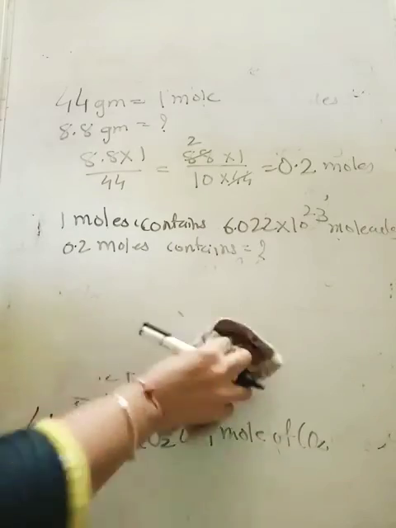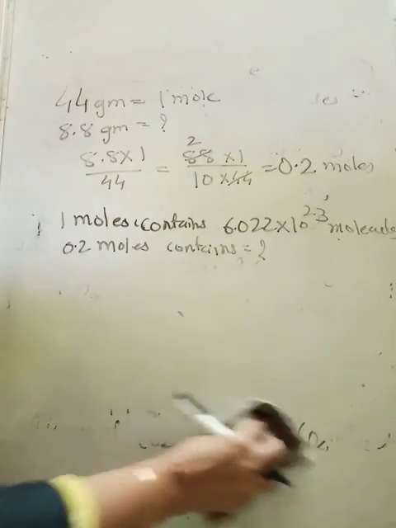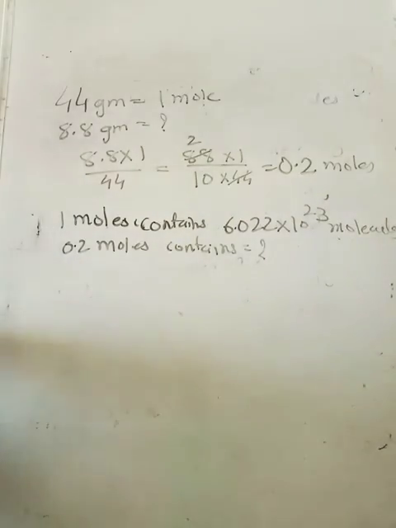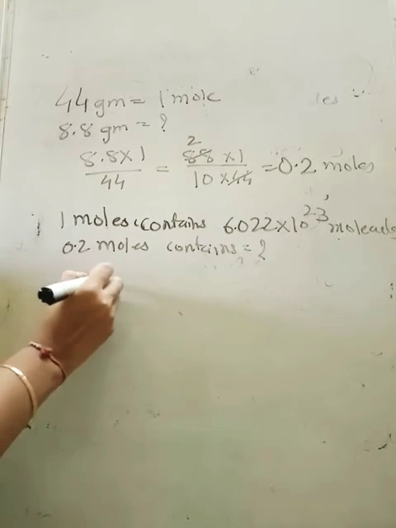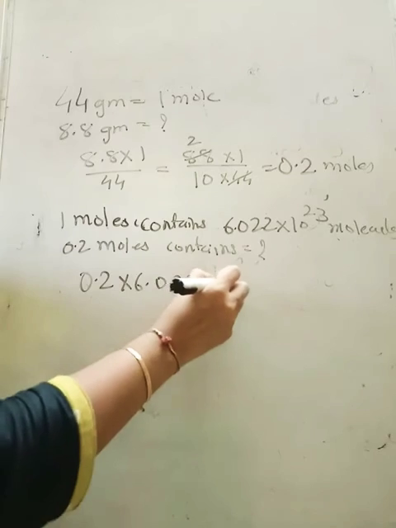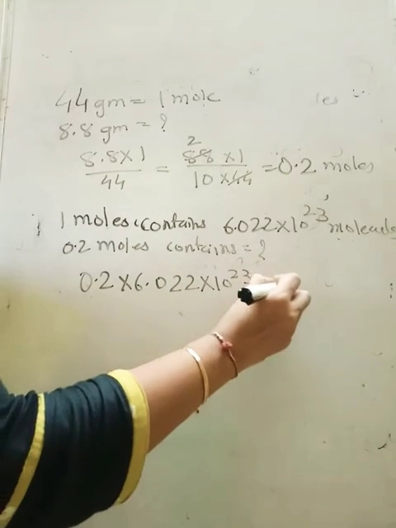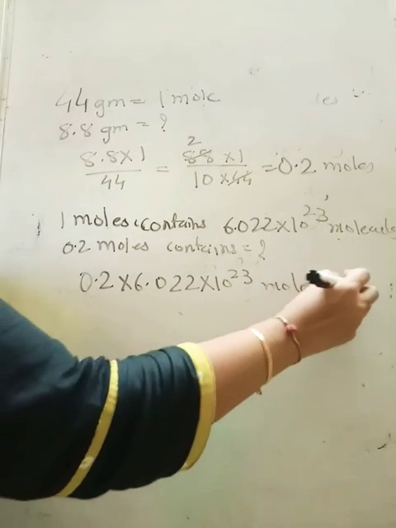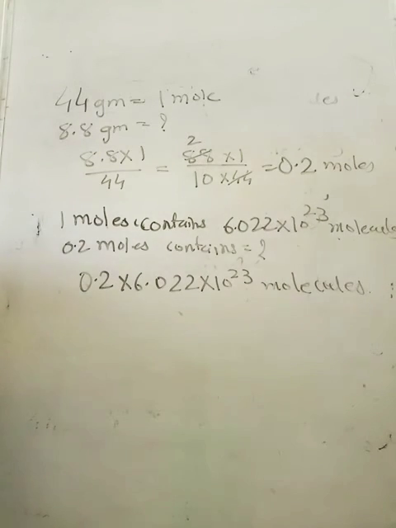Again go for the cross multiplication. ये cross multiplication जम गया तो कोई problem नहीं है. So it will be 0.2 into 6.022 into 10 raised to 23 molecules. बस छोड़ दो. This will be your answer. चलेगा इतना. Got it?